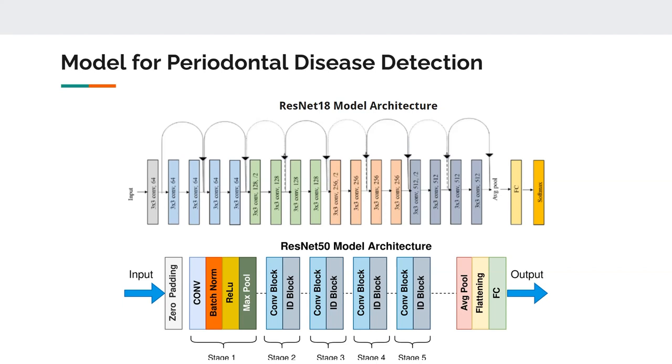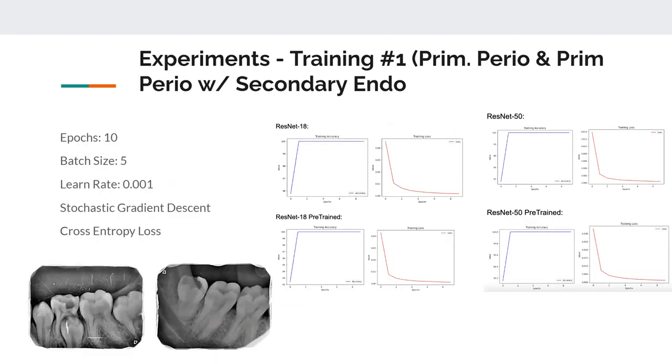The ResNet 18 is commonly used for image classification, not very large in comparison to the ResNet 50, which is often used for more complex image recognition tasks, such as object detection and segmentation, etc. So beginning with one of the first set of experiments, the model was trained for 10 epochs, divided into batches of 5, with a small learning rate of 0.01, stochastic gradient descent, and cross entropy loss. As you can see in the top right, I used the primary perio and primary perio with secondary endo subclasses to train upon.